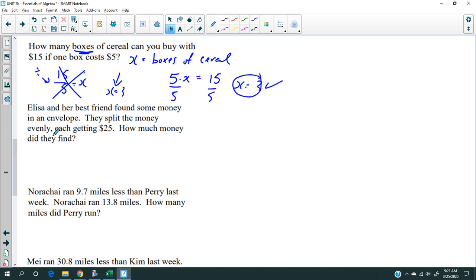All right. Next. Lisa and her best friend found some money in an envelope. They split the money evenly, each getting $25. All right. Let's see. Now, split. Look back at the chart. Look at your chart. Go to the other tab. Split. What operation was that?